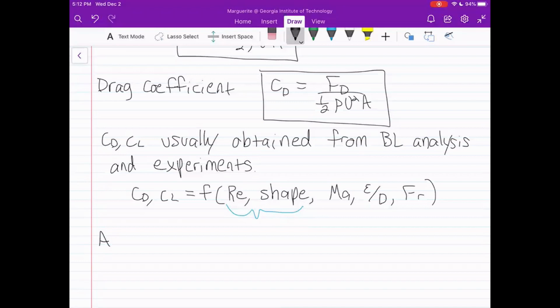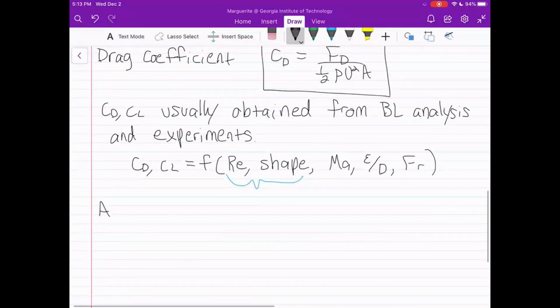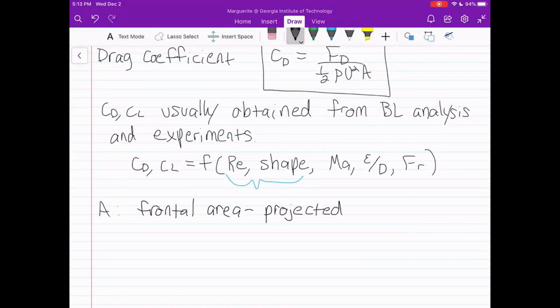So this area in these equations at the bottom, there's two areas that we could take. You either take the frontal area, which is a projected area as seen from looking in a direction parallel to the flow.